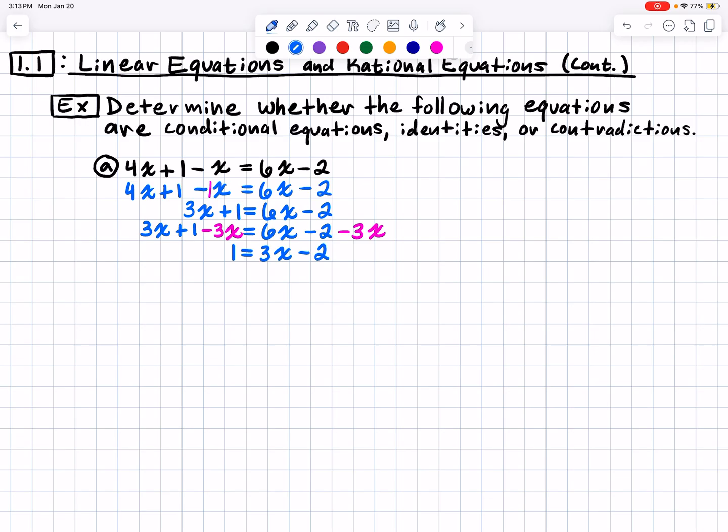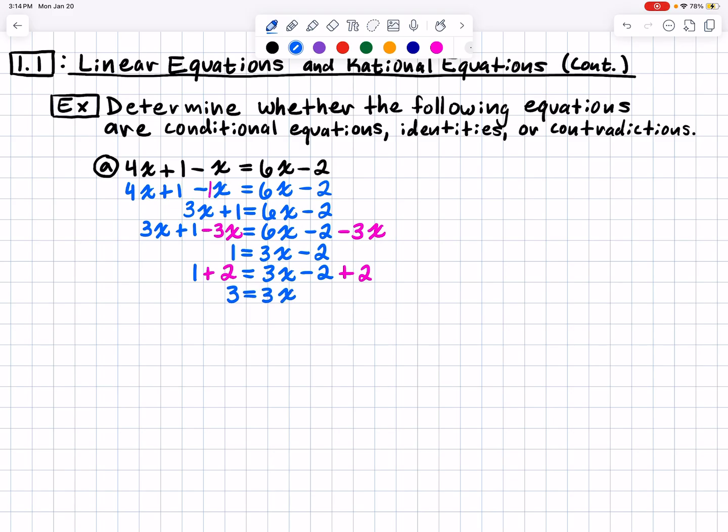Now I want to get all the non-x's onto the same side. So I'm going to add 2 to both sides. So on the left-hand side, that means I'm going to get 1 plus 2 equals 3x minus 2 plus 2. So on the left-hand side, I just get 3, and on the right-hand side, I just get 3x.